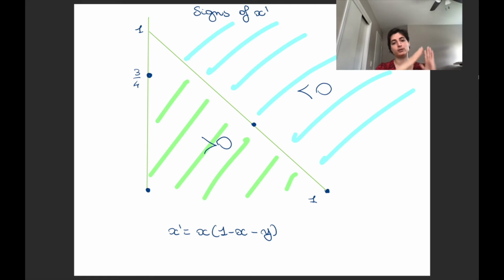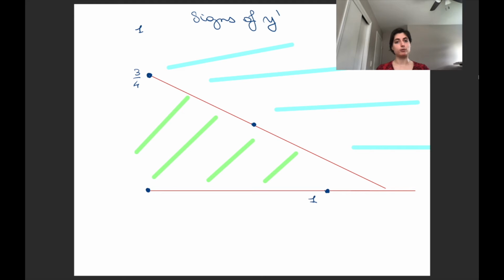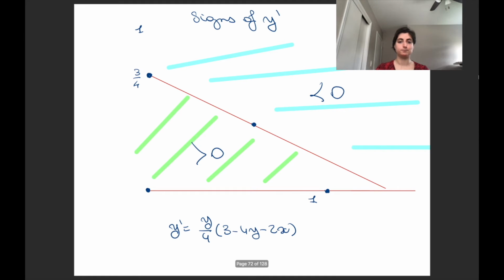That gives us information about the fact that in this little green triangle, we're moving to the right. In the infinitely big blue area, we're moving to the left. We do the same thing for y prime. We divide our positive quadrant into a blue area and a green area bounded by the nullclines we just computed, and we check the sign of y prime in there. So we find that the infinitely long blue area has y prime negative and the little triangle has y prime positive. So in the blue area, we're moving downwards. In the green area, we're moving upwards.